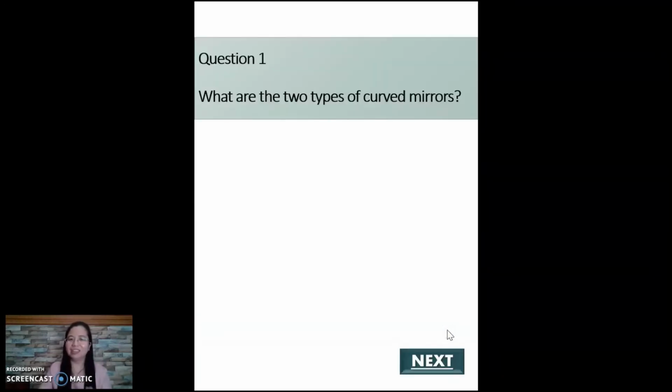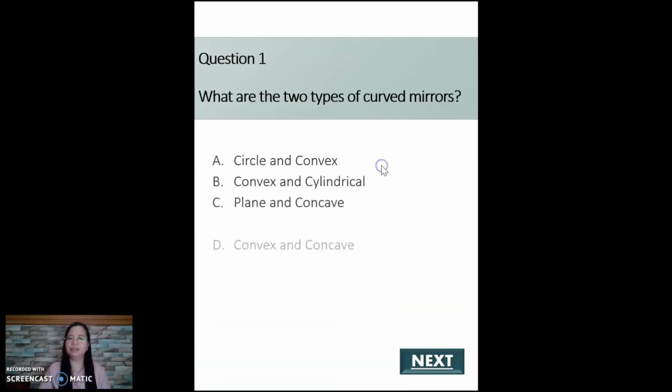Now I'm showing you questions. Let's proceed. Question 1. What are the 2 types of curved mirrors? A. Circle and convex. B. Convex and cylindrical. C. Plane and concave. D. Convex and concave. What could be the correct answer here?